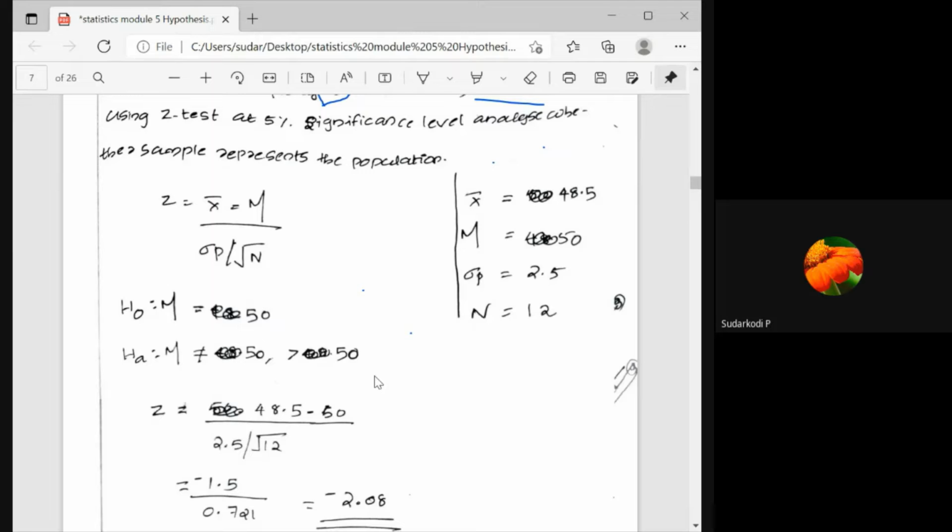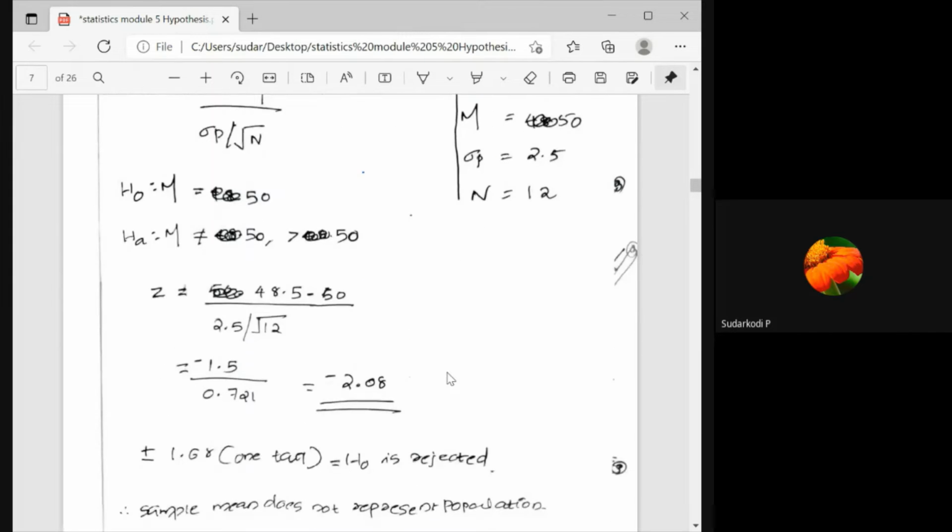In the previous two sums, nothing was given in the question, so you had two options and both sums were two tail. But here, they have told you that your result should be on the higher side. So you have only one option, greater than 50, and here it is one tail. Remaining everything is the same.